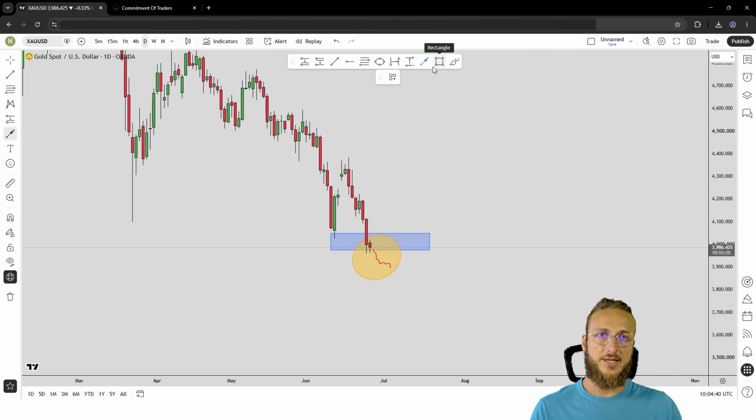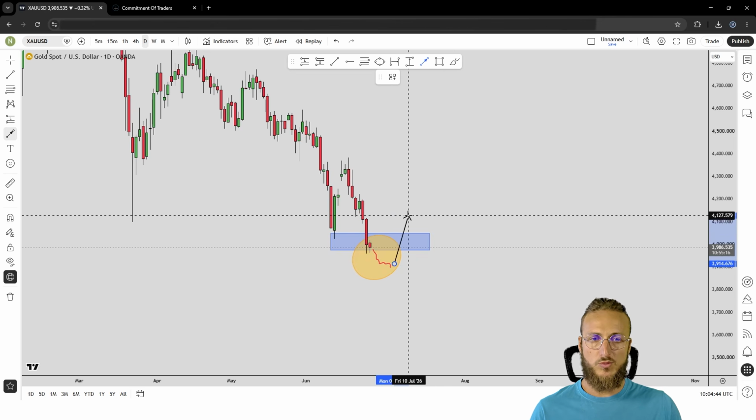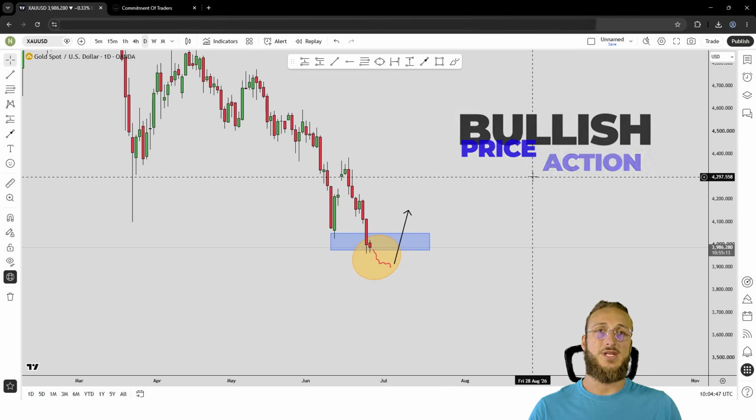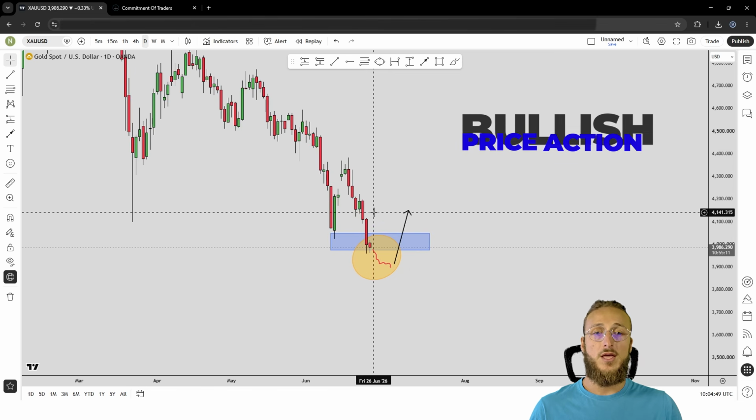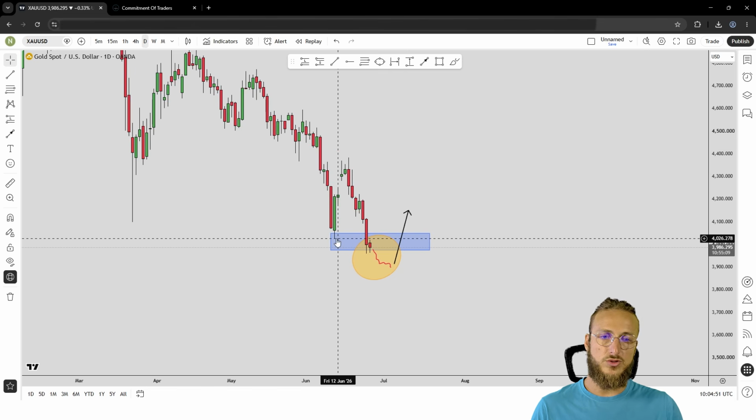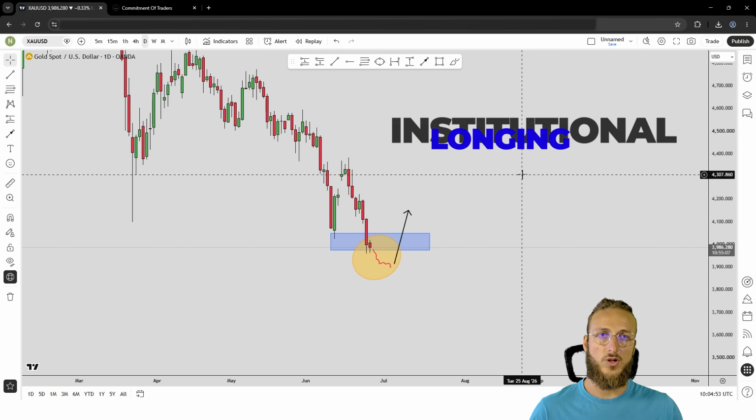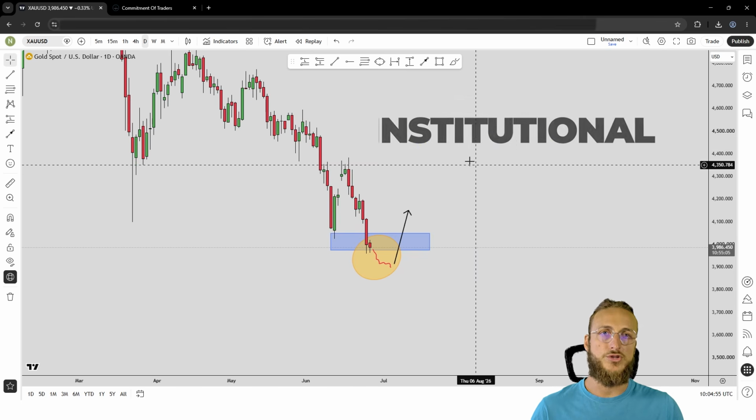Therefore, what I would expect is that if this market would shift from an intraday bearish to bullish market, I wouldn't be surprised to see a rejection to the upside away from this area, rejecting this liquidation zone fueled by strong institutional buying. That definitely wouldn't surprise me.